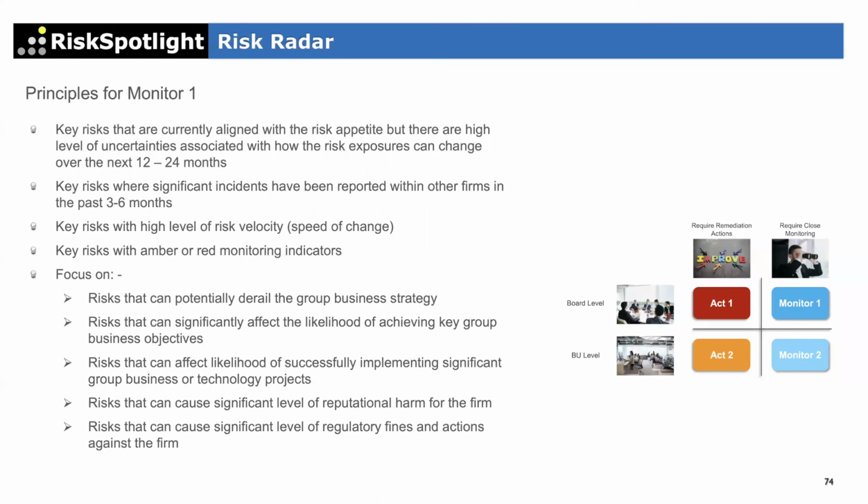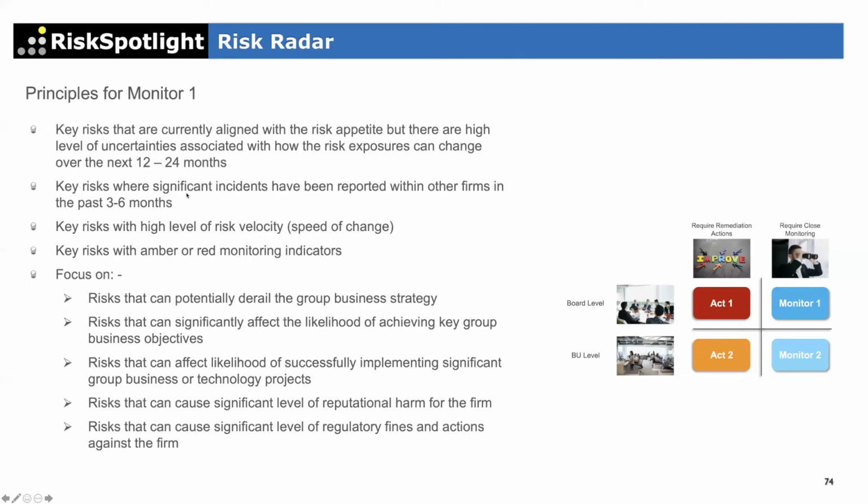Then Monitor 1 is where you can put key risks which are still within the risk appetite, but maybe there is too much changing about that risk. So risks associated with Brexit, for example, would be one example, or risks associated with COVID-19 would be another example, where we may be within risk appetite right now, but there is enough changing around that risk that we want that to be on the radar of our board. We don't want them to completely not think about those risks. So you can use that principle.